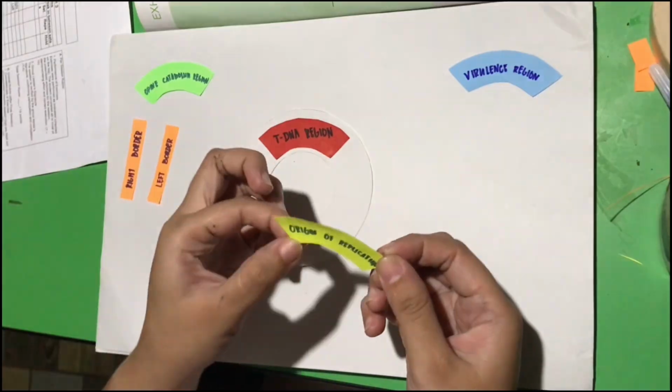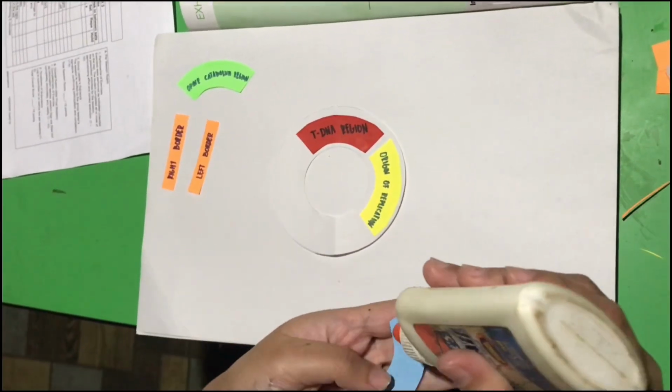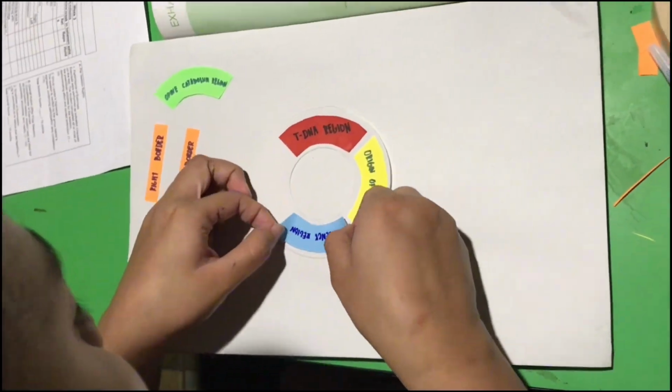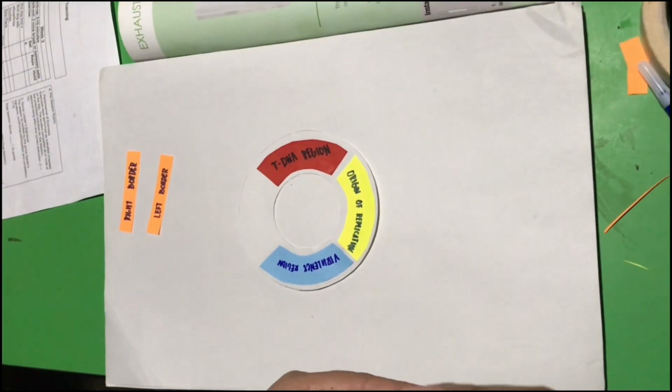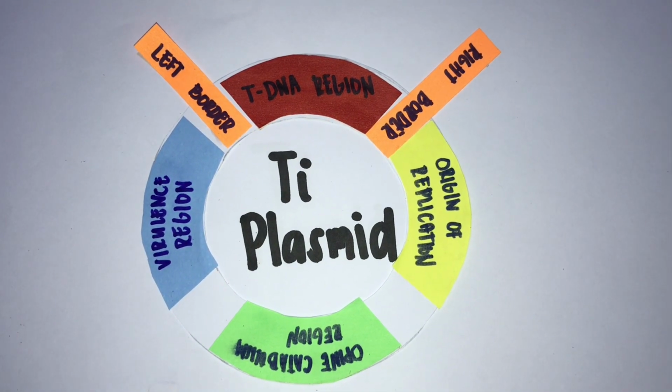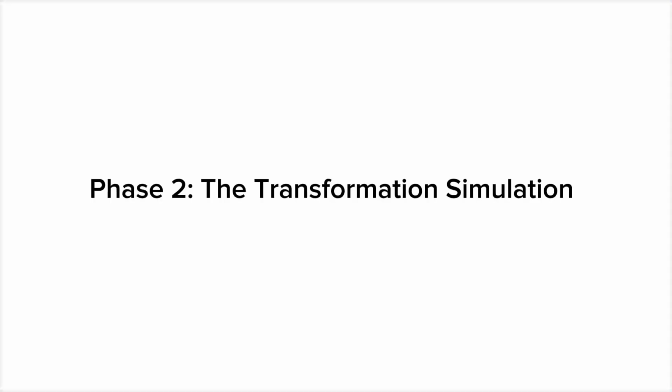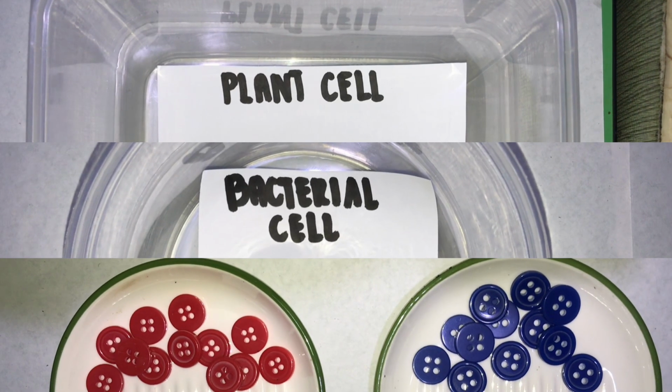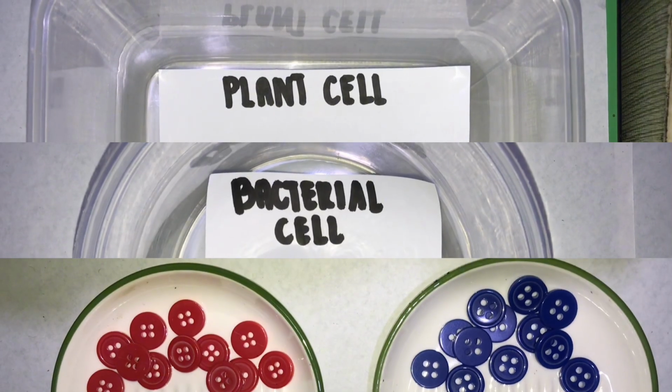These steps help us understand that scientists disarm the plasmid by removing harmful genes and replacing them with useful ones, for example, genes that make plants resistant to pests or drought. Next, we move on to the actual simulation of transformation.